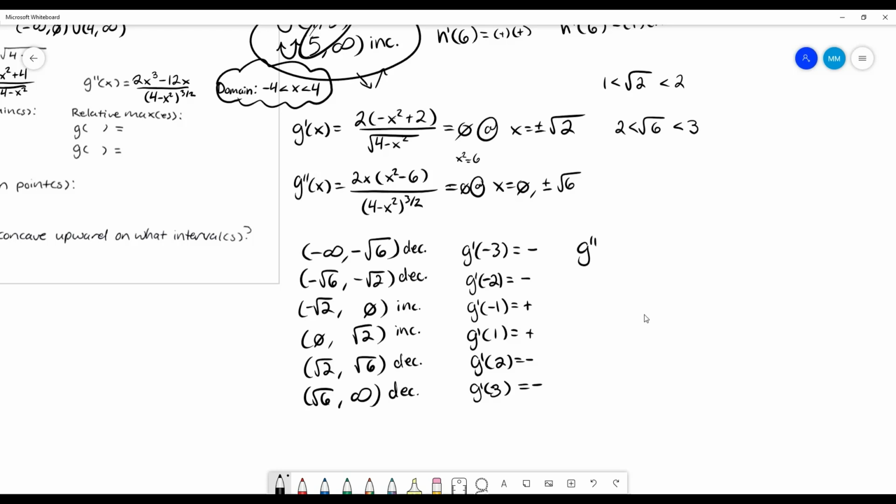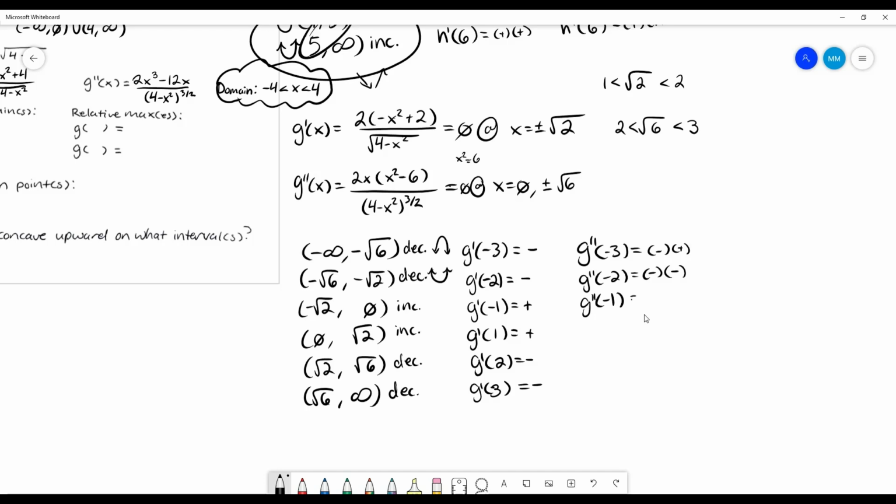Okay, now I just plug it into our second derivative. So again, negative 3. That's going to be a negative on our outside there. Then 3 squared is 9. 9 minus 6 is positive. So this turns out negative altogether, which means it is concave down. Plug in a negative 2, and I've got a negative on the outside, and now it's 4 minus 6, which is negative 2, which turns out to be positive, so we're concave up.